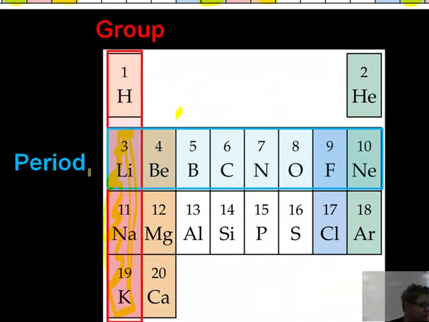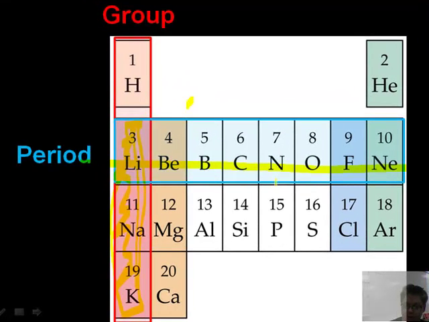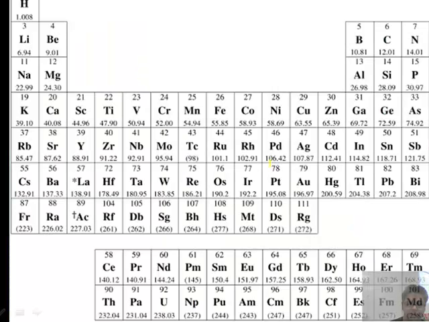Period is represented by the row across. Again, these do not have the same chemical properties in a period. Groups do have the same chemical properties. Periods have some other things that are in common. So on the periodic table, the periods go in numeric order: 1, 2, 3, 4, 5, 6, 7. And then the groups go across the periodic table.